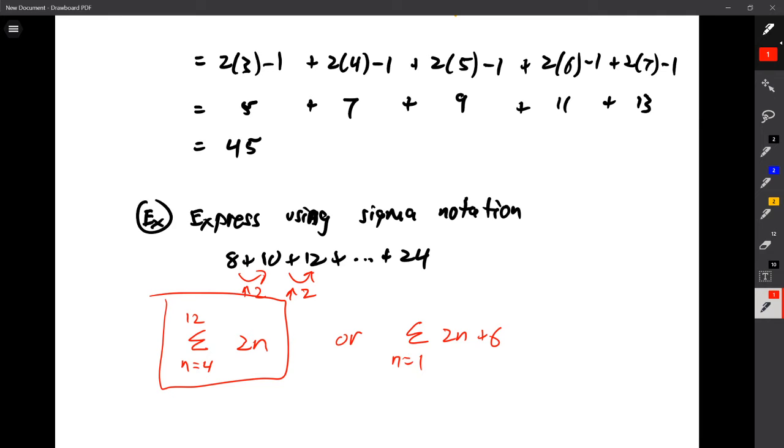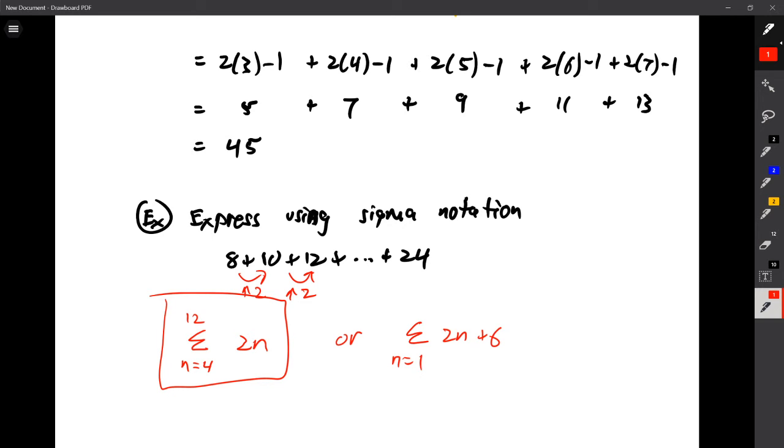Let's see if this would work. So the first term would be 2 times 1 plus 6. That's 2 plus 6, which is 8. The next one would be 2 times 2 plus 6. That would be 4 plus 6, which is 10. Next one would be 2 times 3 plus 6. That's 6 plus 6, which is 12.